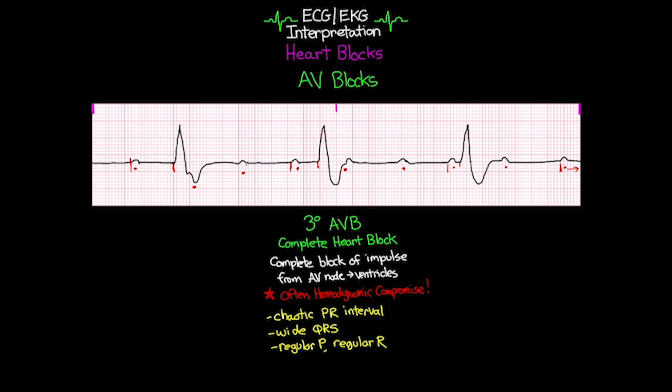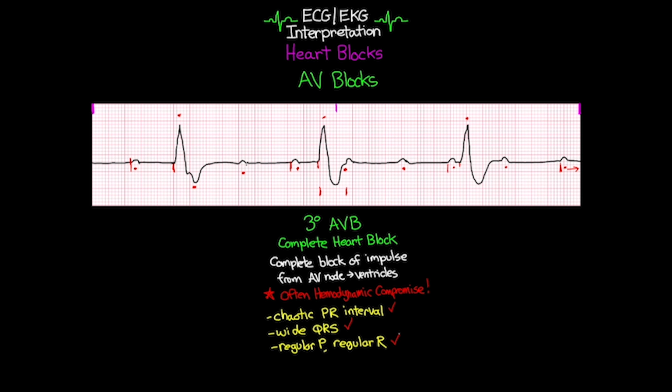In addition to that, we do have that wide QRS complex here, which should help to be a telltale sign that you've got some sort of complete heart block going on here. And as well, we do have our R waves, which are marching along nicely here. So we had that chaotic PR interval, wide QRS, and regular P and regular R. But as you can see, they're just doing their own thing, and each one is just doing what they need to do and not having any kind of communication with each other.